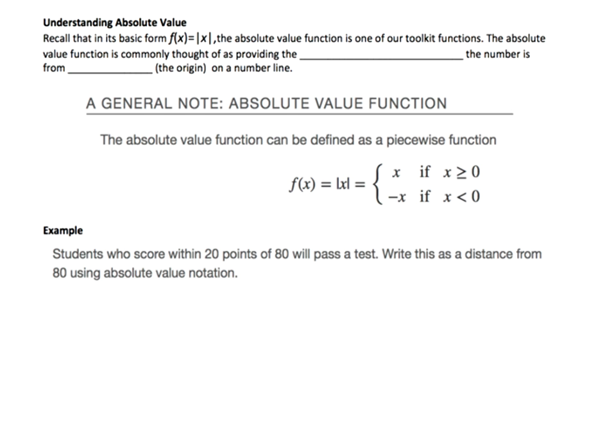Okay, so understanding absolute value. Recall that in its basic form, f of x equals the absolute value of x. The absolute value function is one of our toolkit functions. The absolute value function is commonly thought of as providing the distance, which we spoke about in 2.6, as the reason why everything comes out positive, because it's a distance and we don't have such a thing as a negative distance. We can have positive and negative direction of that distance, but not the distance itself. So that's why absolute value, quote unquote, makes everything positive. It's because it's talking about a distance.